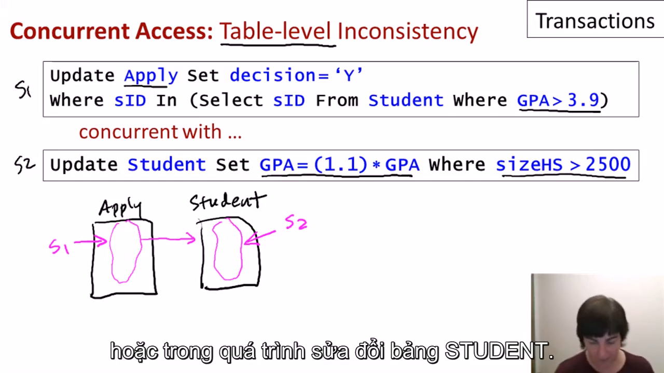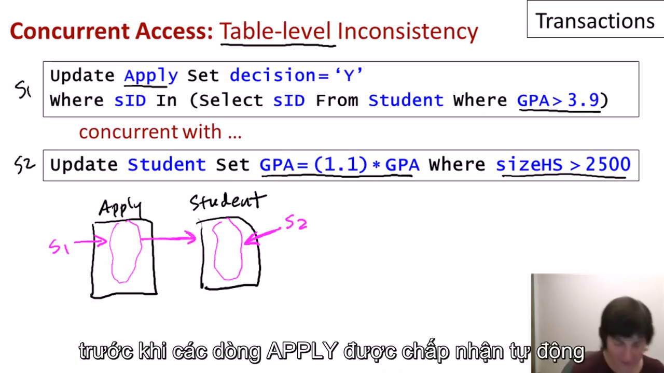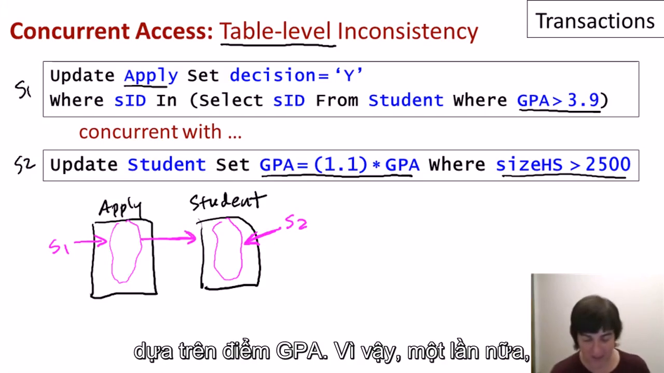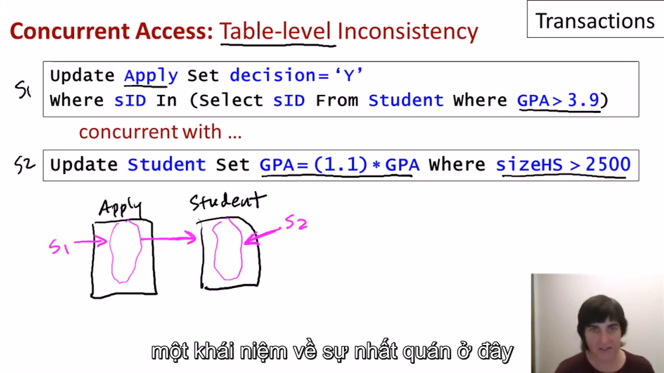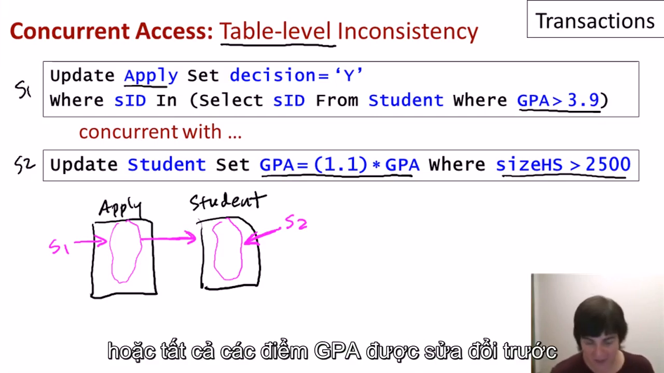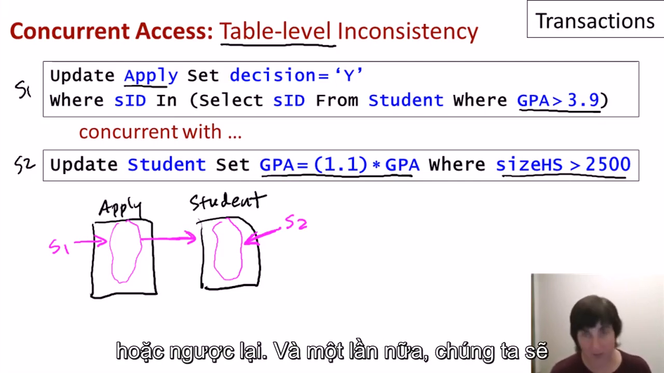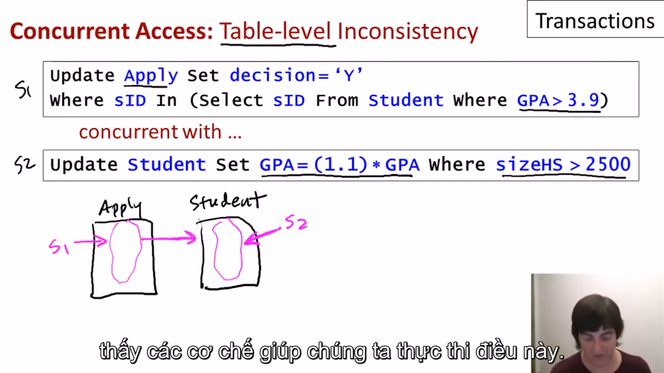to the student table. So, students would certainly prefer if their GPA is increased before the apply records are automatically accepted based on the GPA. So again, a notion of consistency here would be that we understand that either all the GPAs are modified first and then the acceptances are made, or vice versa. And we'll again see mechanisms that will help us enforce that.